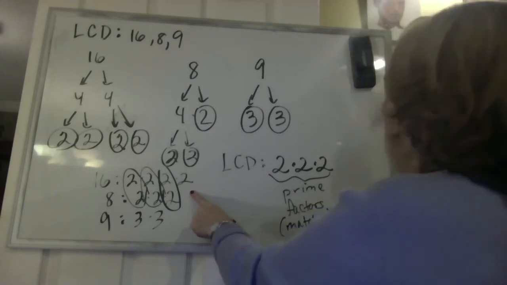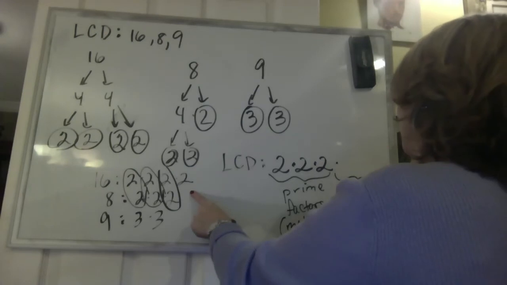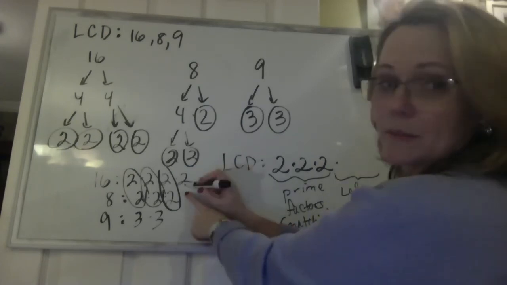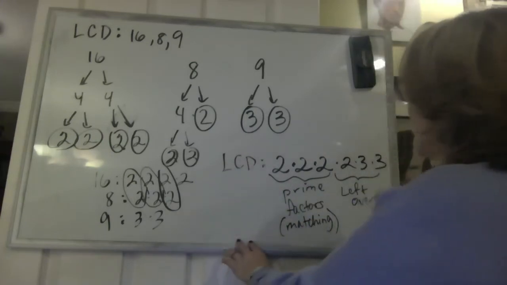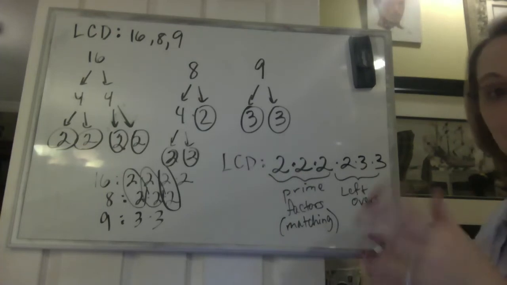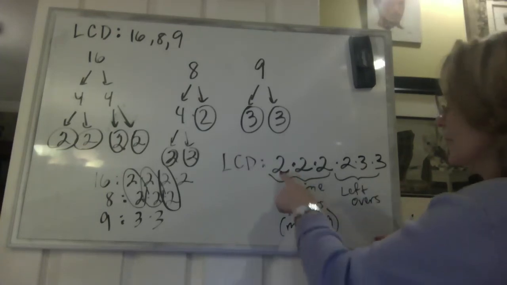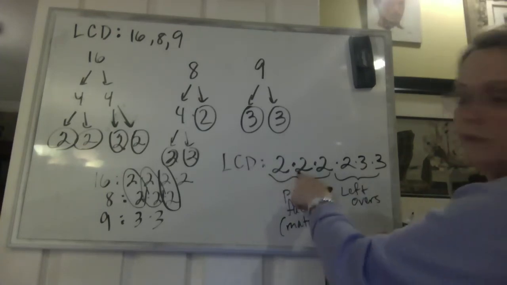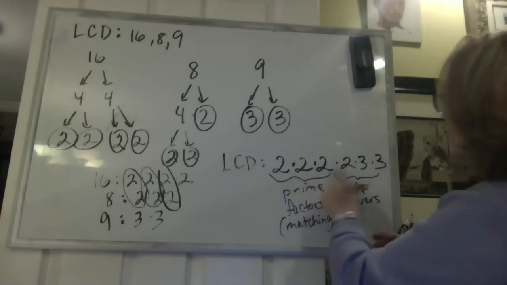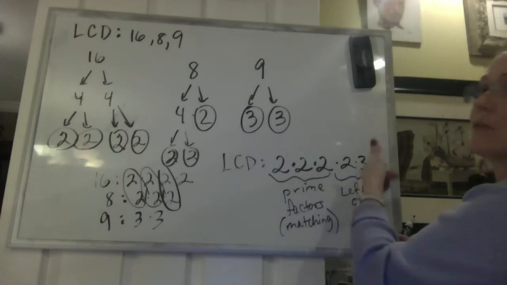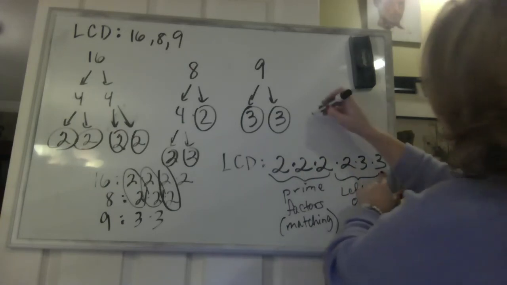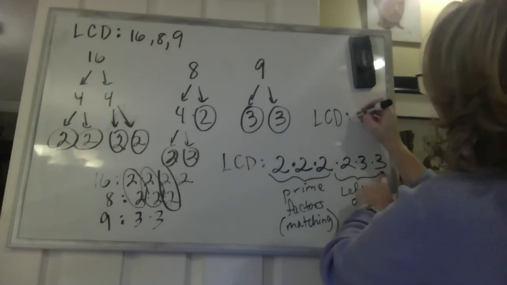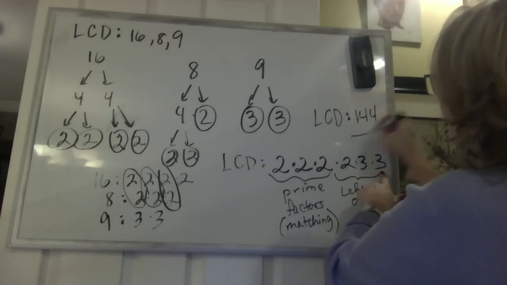And now I want to bring on board my leftovers. And what's that going to be? That's going to be this 2, that 3, and another 3. Now I can multiply this in any order I want, but essentially what we're going to do is 2 times 2, which is 4, 4 times 2, which is 8, 8 times 2, which is 16, 16 times 3 gets me 48, and I go 48 times 3, I get 144. So my LCD is 144.